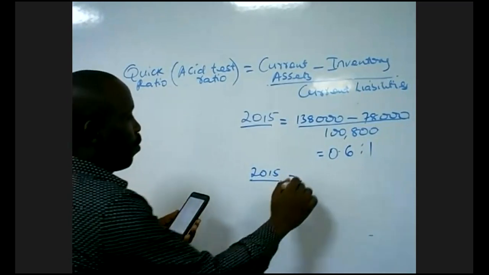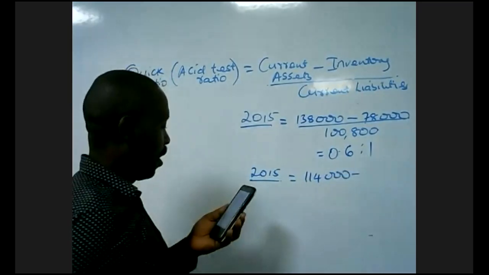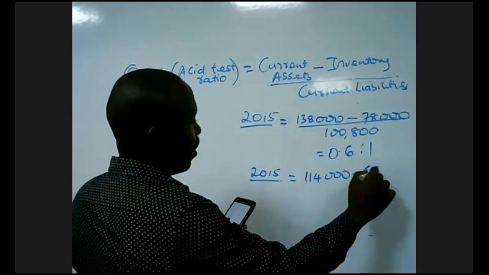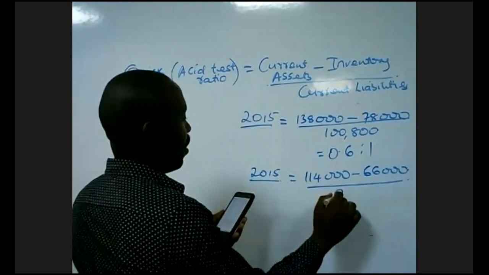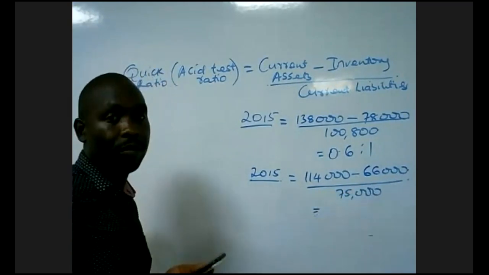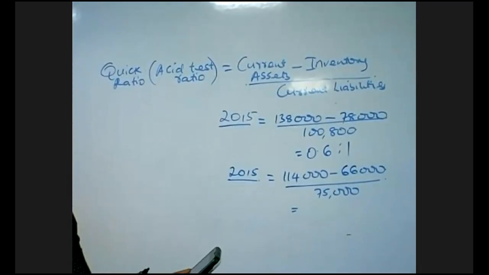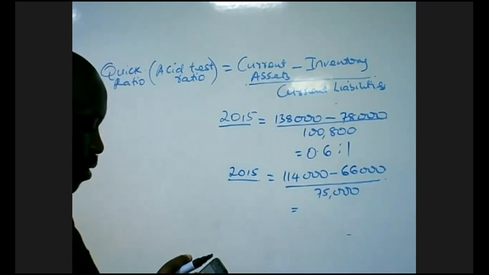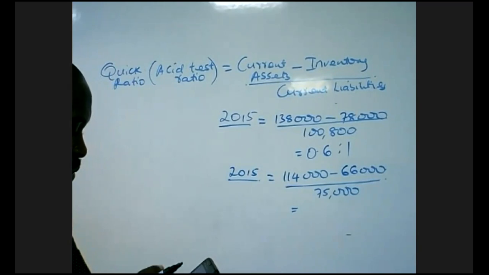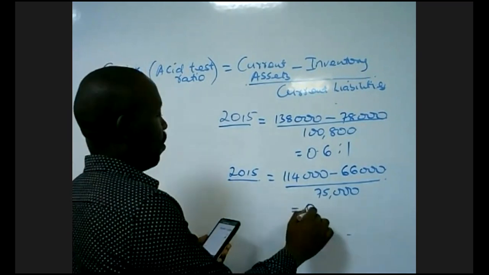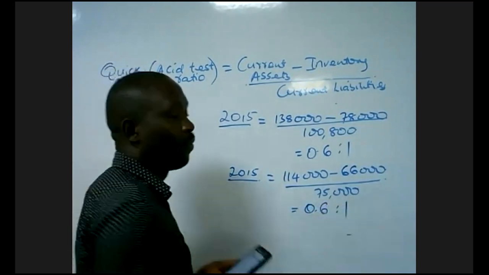For 2016, the current assets amounted to 114,000 minus the inventory for that year, 66,000, divided by the current liabilities for that year, 75,000. So you take 114,000 minus 66,000, then you divide by 75,000. That gives 0.6. We're done with that.